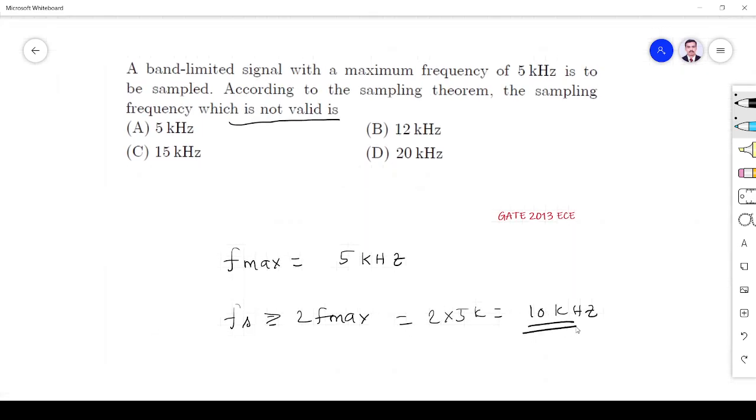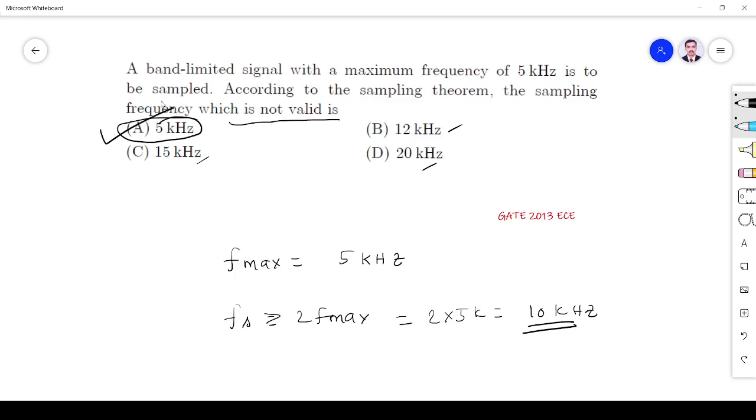So whatever be the frequency which is greater than 10 kilohertz are valid. The frequencies which are less than 10 kilohertz are invalid. So this is 12 kilohertz valid, 15 kilohertz valid, 20 kilohertz valid, because these are all greater than 10 kilohertz. But you see, this is 5 kilohertz which is less than 10 kilohertz. So it is not valid sampling frequency.